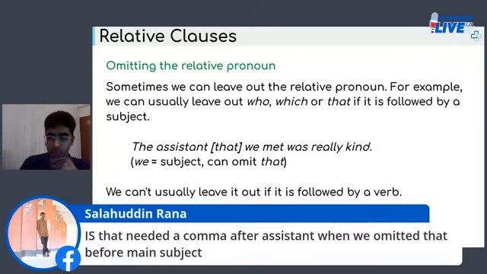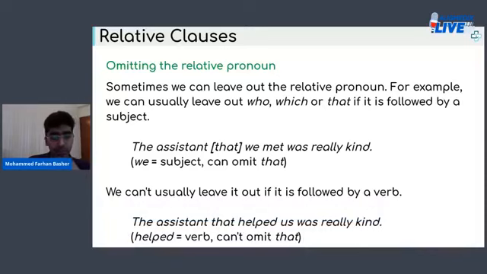Okay, we have another question from Salahuddin Rana. Is a comma needed after assistant when we omitted that before the main subject? No, you don't have to put a comma anywhere here. The assistant that helped us was really kind. There is a misconception that there must be a comma before that, or after that, and mistakenly or unknowingly we do so. But no, don't do so.